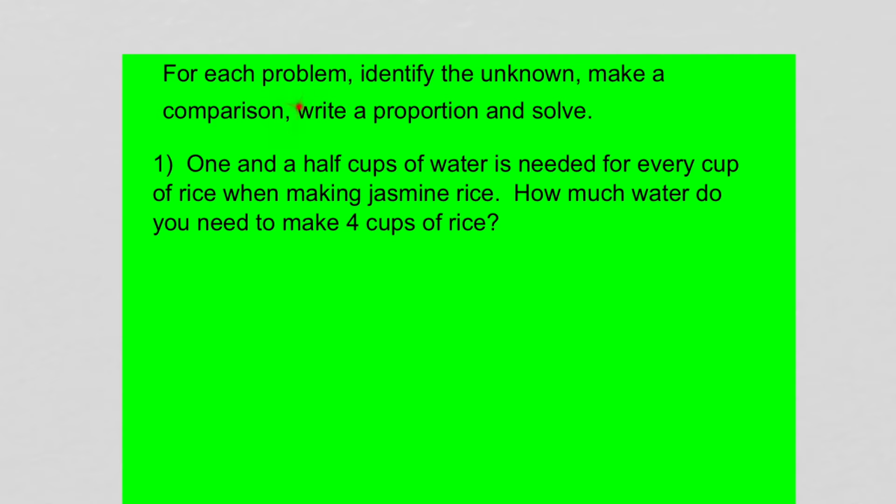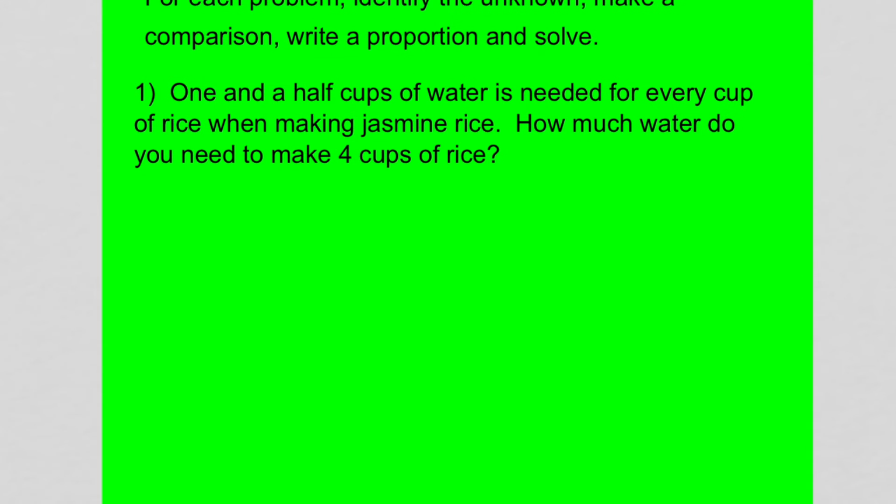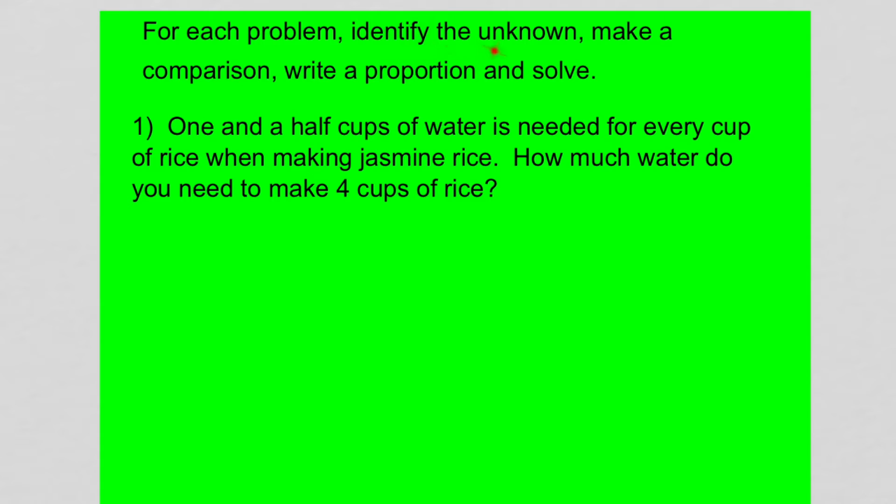For each problem, we're going to identify the unknown, make a comparison, write a proportion, and solve. So this problem says 1.5 cups of water is needed for every cup of rice when making jasmine rice. How much water do you need to make 4 cups of rice? Well, the first thing we want to do is identify the unknown. The unknown is the water. You can see that in the question right here. So we're going to write: let x be a variable that represents our unknown. Let x equal the water.